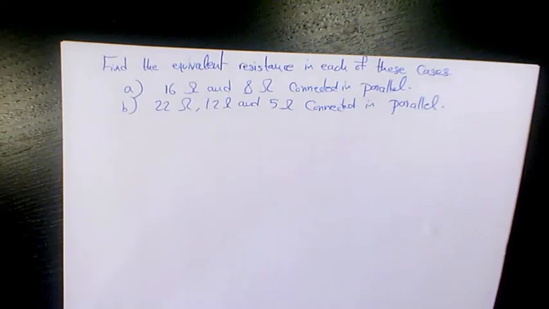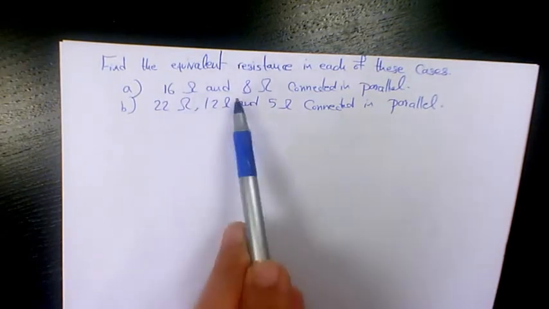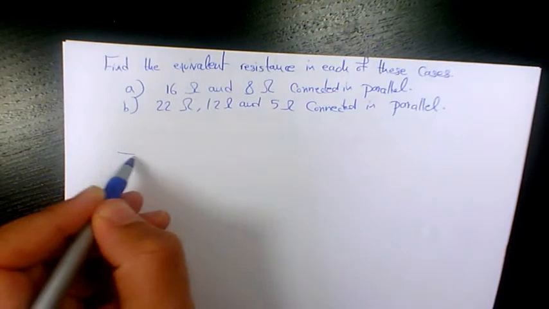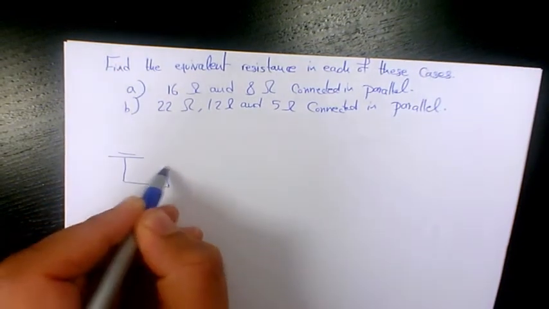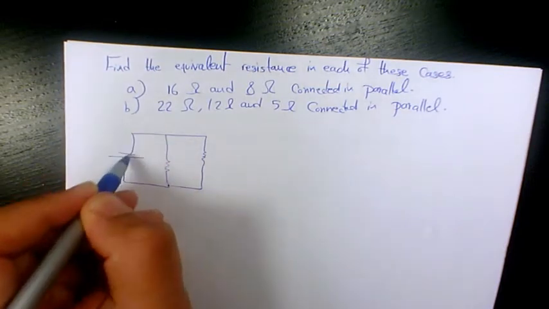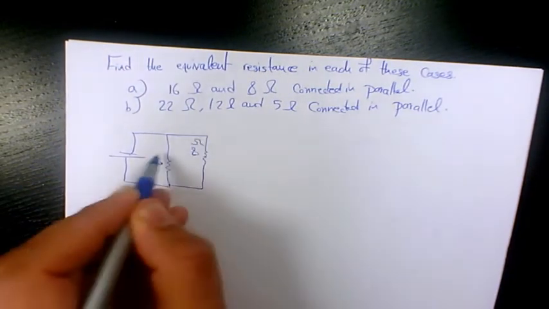In this example, we need to find out the equivalent resistance in a parallel circuit. We have two different cases. So case 1, we have 16 ohm and 8 ohm connected in parallel. So it's going to be something like this. So this one is 16 ohm, this one is 8 ohm.